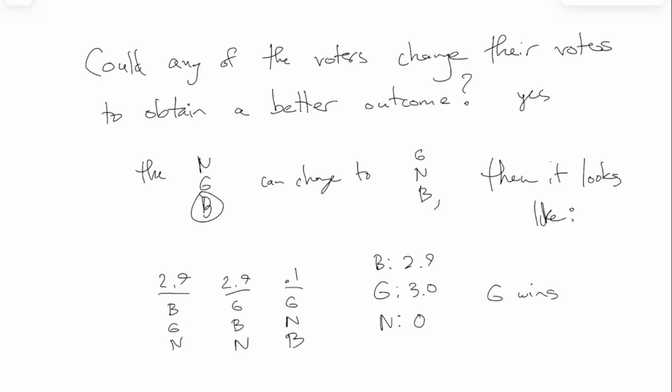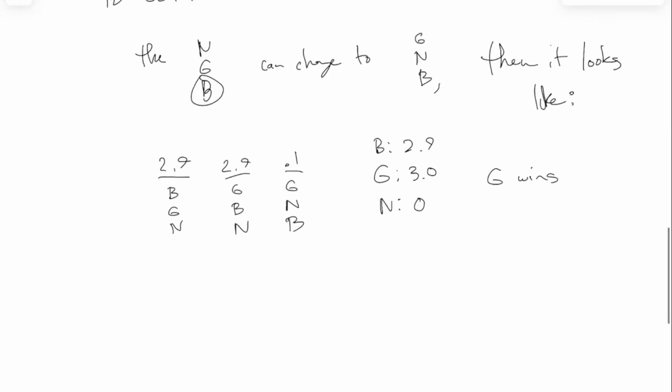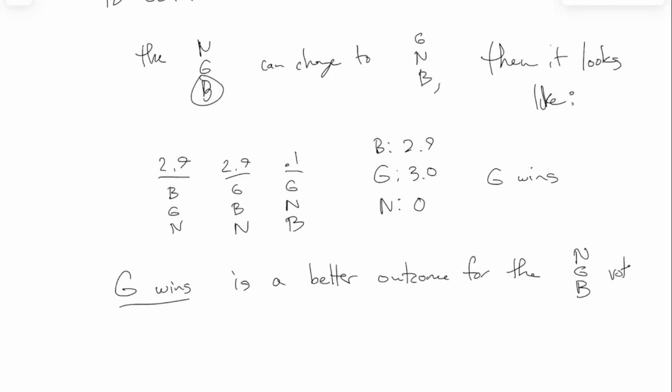And the important thing is, this is actually a preferable outcome in those people's opinions. This is a better result, all right? And so Gore wins is a better outcome for the Nader, Gore, Bush voters. All right? So the moral of the story is, they should have voted Gore, Nader, Bush. All right?